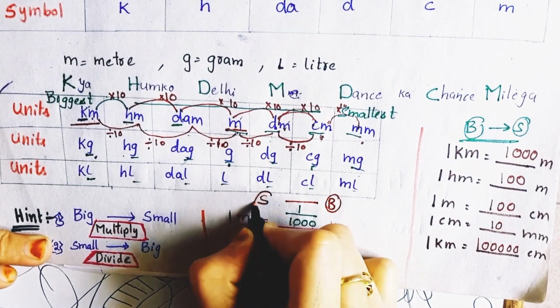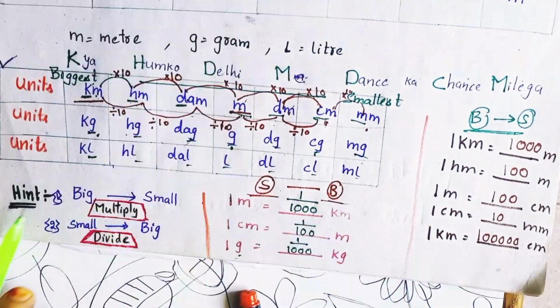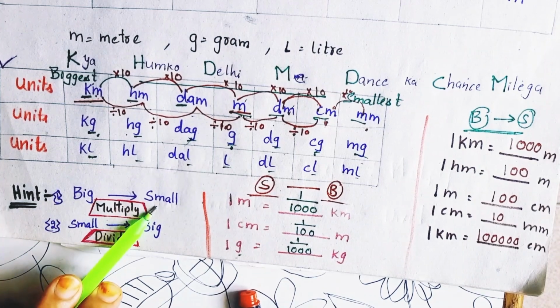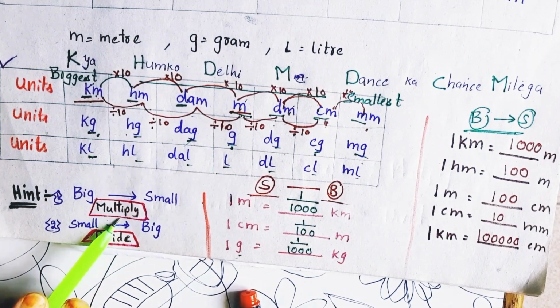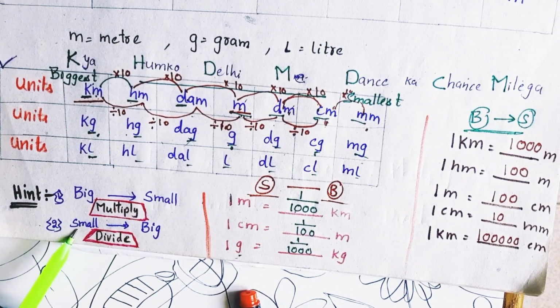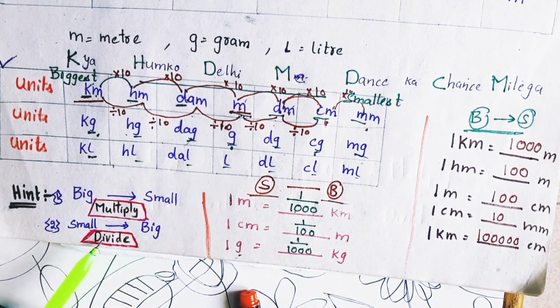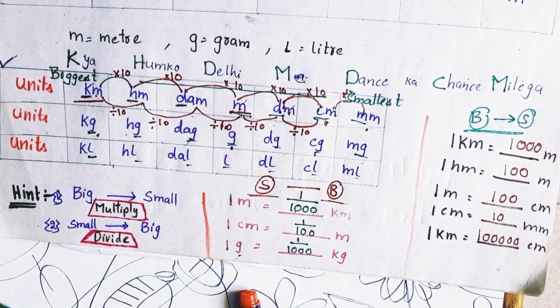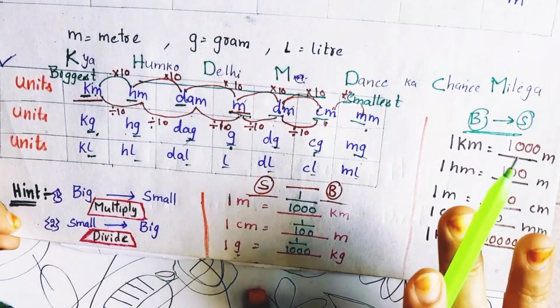Okay, understood? Always remember, whenever you have to move from big to small, you have to multiply it. And whenever you have to move from small to big, then you have to divide by 10. Okay, please keep that in mind. I think up to here it's clear for you.